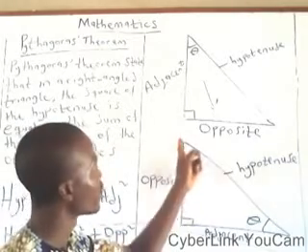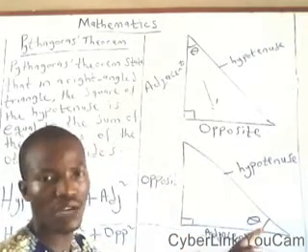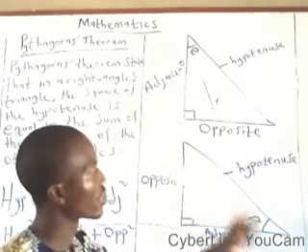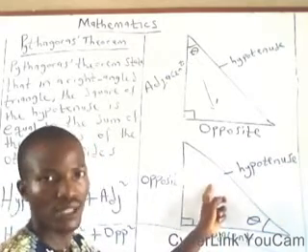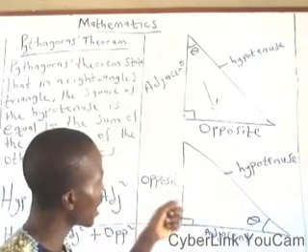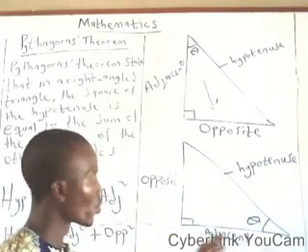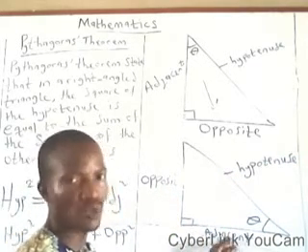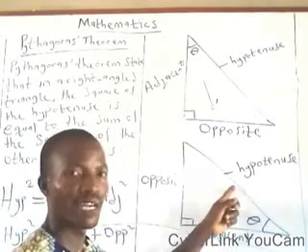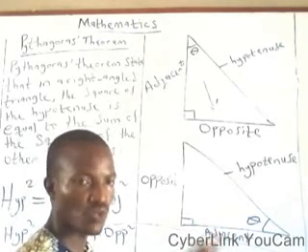In that case, being the longest line in a right angle triangle, it must have the longest side. So if this place is 25 meter, that means what we have here must be less than 25 meter. What we are going to have here must also be less than 25 meter. It cannot be equal to 25. It must be less than 25.